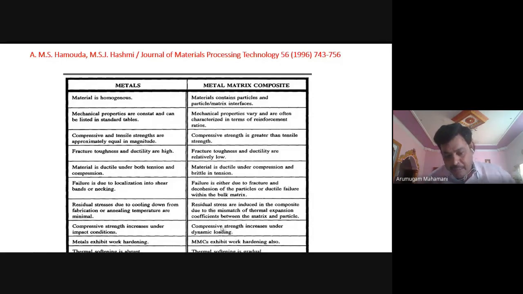So this is one of the advantages of using composite material. Again, metal exhibits work hardening. Here, MMC exhibits work hardening also. Both will. In metal, thermal softening is abrupt. Here, thermal softening is gradual. Right. Next slide.